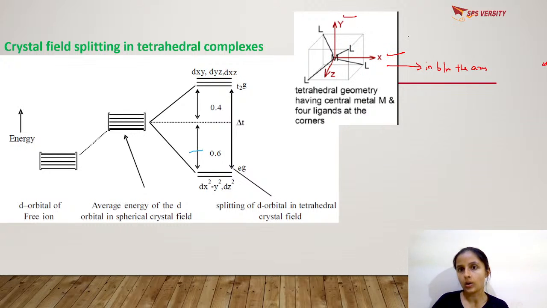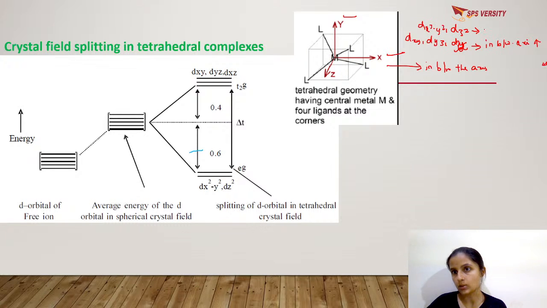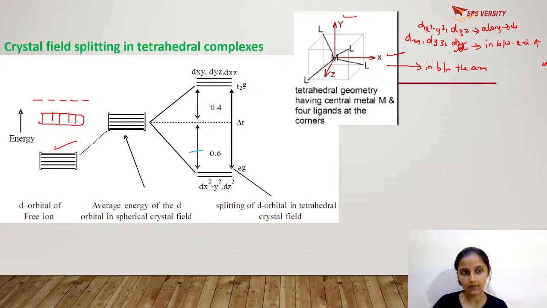Can you see that? So the dxy, dyz and dzx, which have their lobes in between the axes, their energy is going to increase, and dx square minus y square and dz square, these orbitals have their lobes along the axes, so their energy is going to decrease. And you see the reverse type of splitting. So you can represent them in this way also, just like previously you represented 5 orbitals like this or 5 boxes like this. You can represent them in any way.